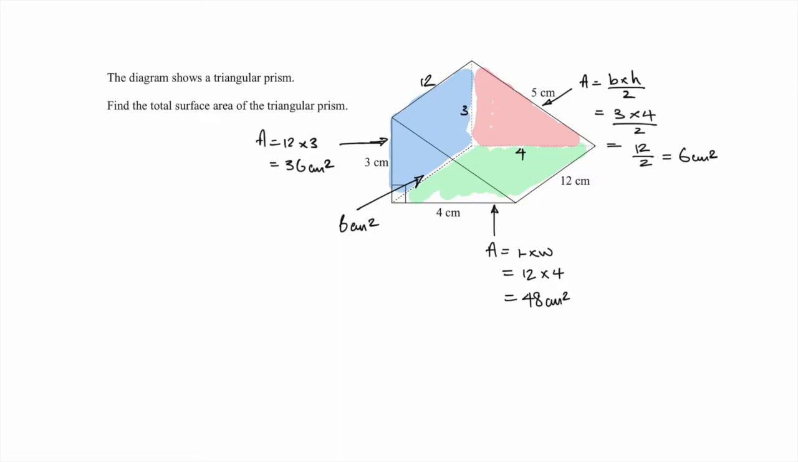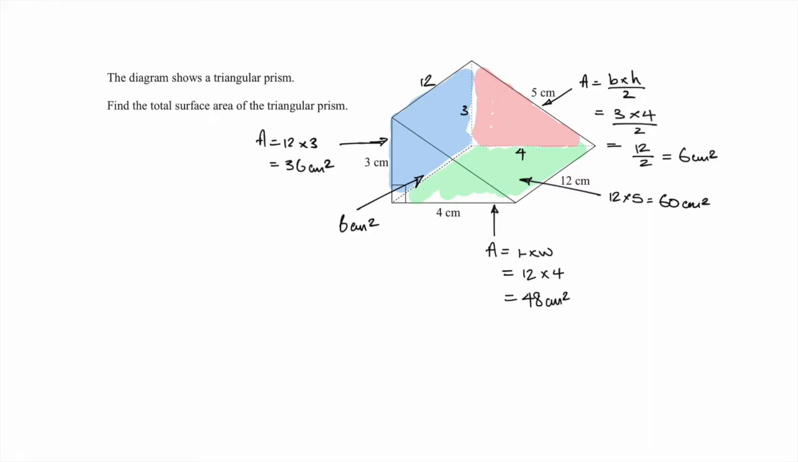And the final part that we need to work out is this front face just there. Okay, so for that front face, all I'm going to need is another rectangle where I've got the length is 12 and the width is 5. So that's just going to be 12 times 5. It's going to be 60 centimeters square.